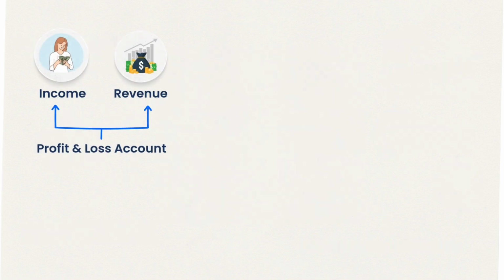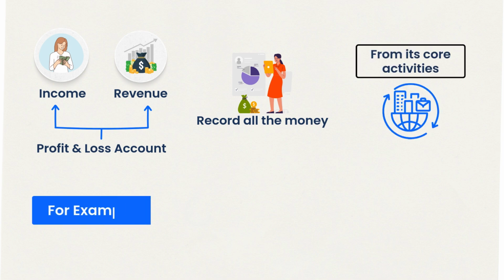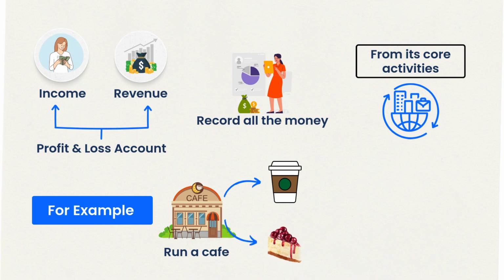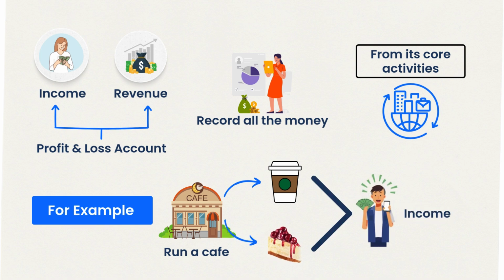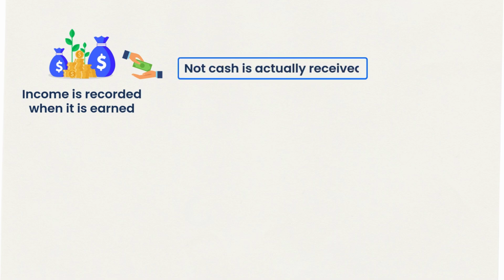The income or revenue part of the profit and loss account is where you record all the money your business has earned from its core activities. For example, if you run a cafe, the money you make from selling coffee, pastries, and other items is your income. It's important to note that income is recorded when it is earned, not when the cash is actually received.